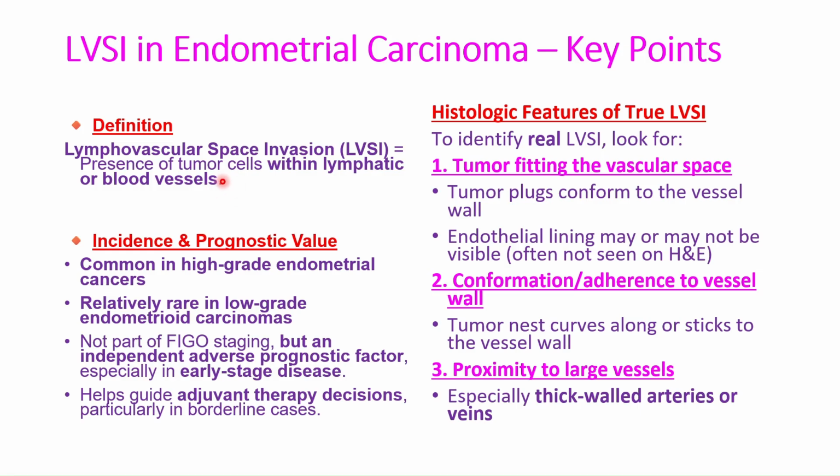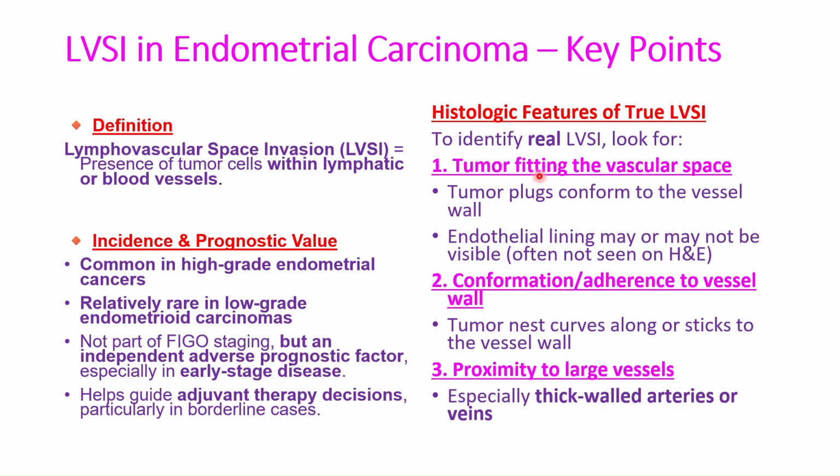Definition: presence of tumor cells within lymphatic or blood vessels. It is common in high-grade endometrial carcinoma, rare in low-grade endometrioid carcinoma. It is not part of FIGO staging, but an independent adverse prognostic factor in early stage disease, and it helps in adjuvant therapy decision. So what are the histologic features for true LVSI?